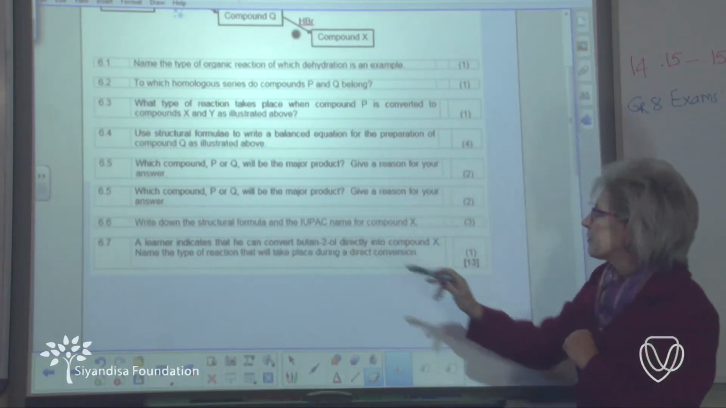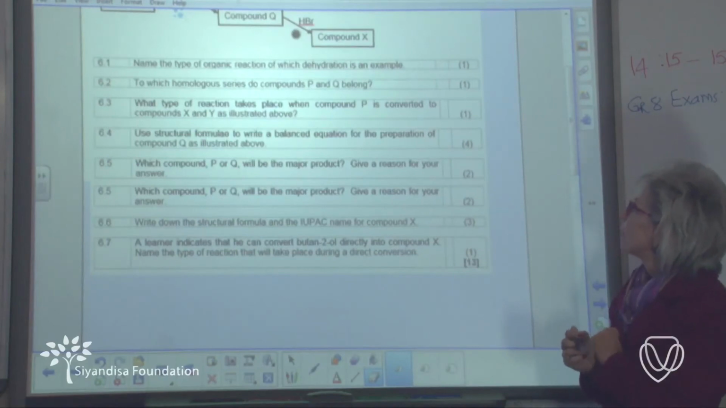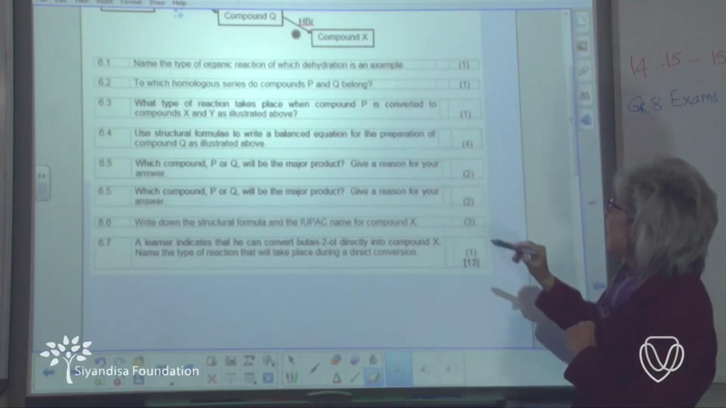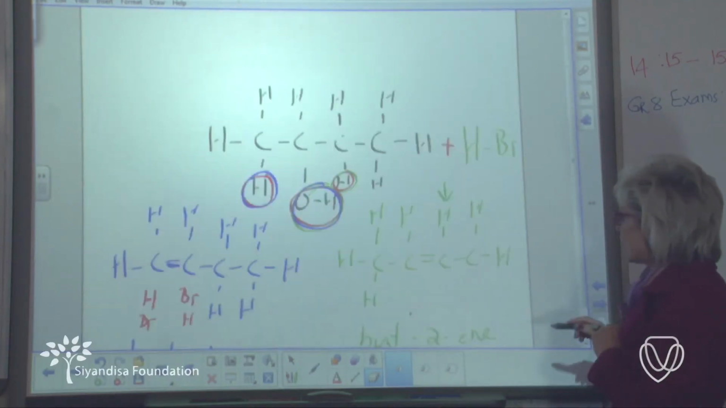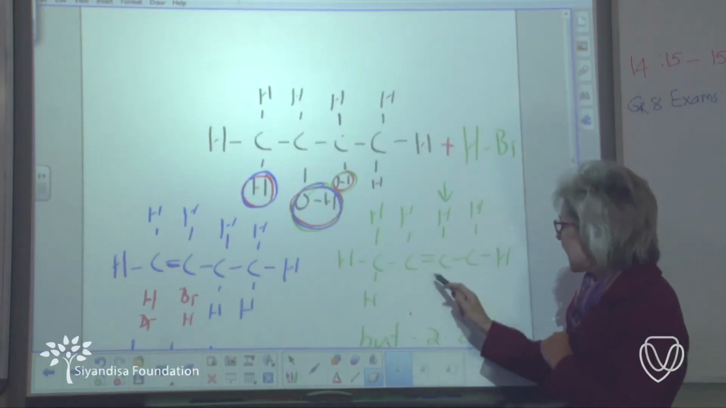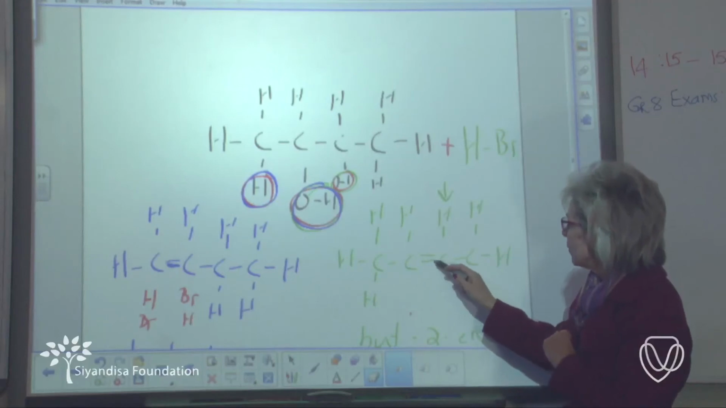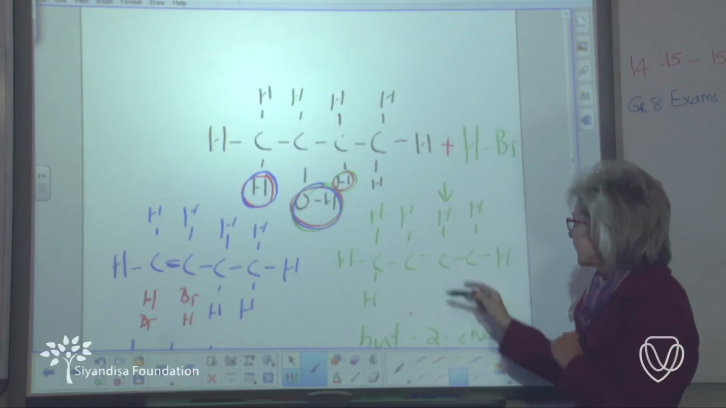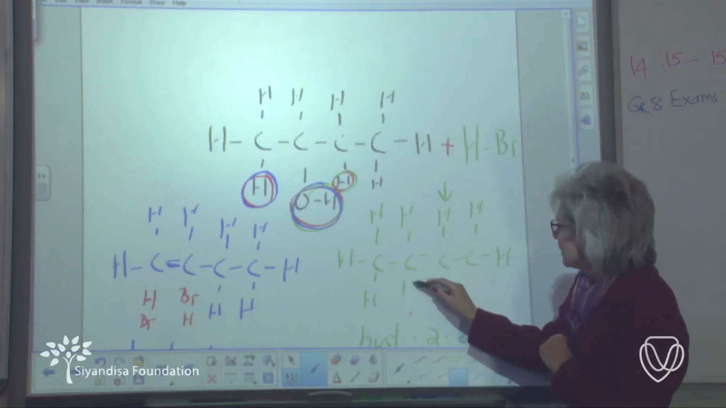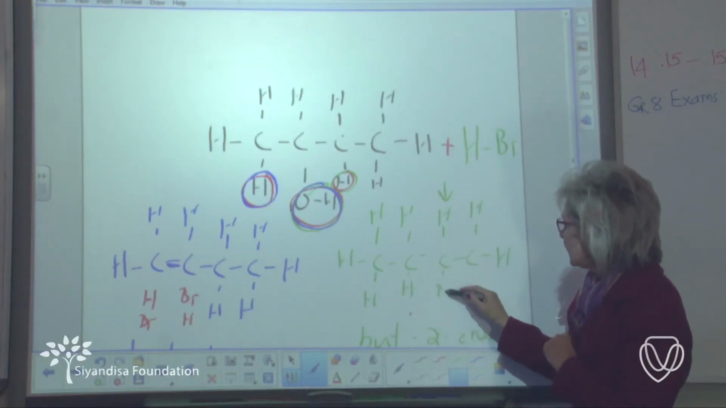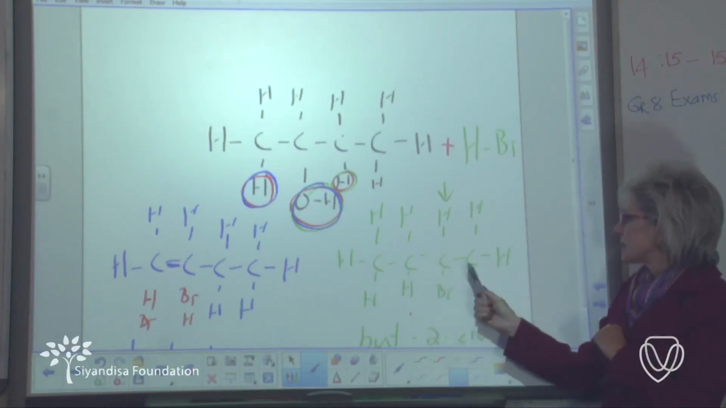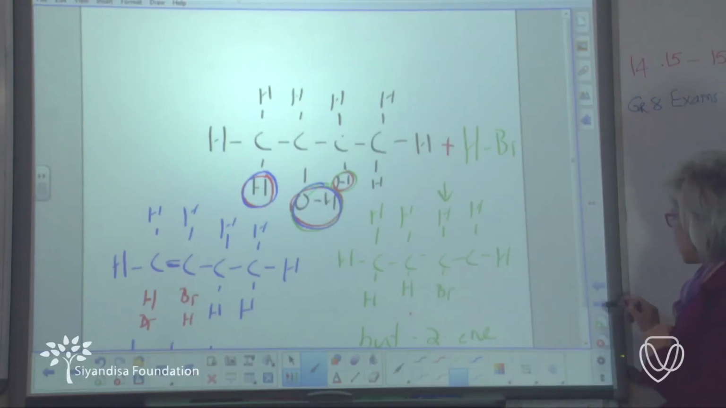Write down the structural formula and the IUPAC name for compound X. Now this is compound X. This is now after we've added HBr. So we've actually already done it. So let's add HBr. So we are removing the double bond and we are adding H and Br. And again, I repeat, it doesn't matter which side you add which one because this is 2-bromobutane.